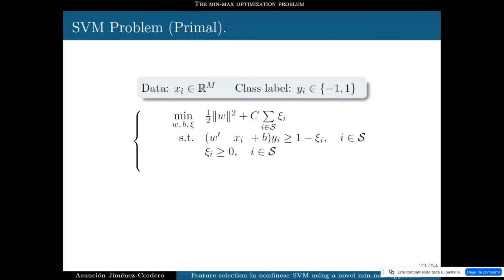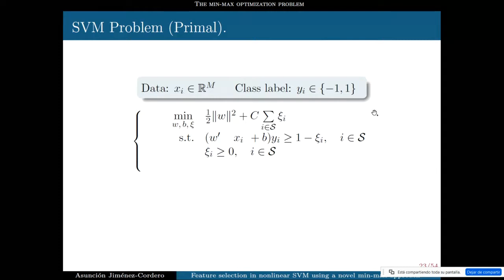So here we have a bit of notation. The data are denoted by x_i, and each individual has an associated class label y_i, which is denoted by -1 or +1. And this is the mathematical formulation of the SVM problem. It says here basically that we want to maximize the margin, which is equivalent to minimizing this objective function, and the constraints essentially say that the points should be correctly labeled.